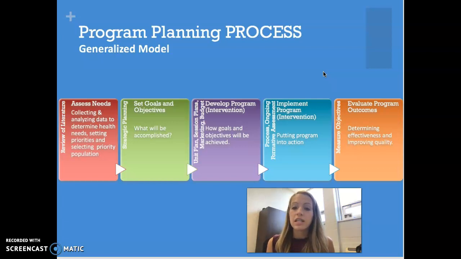You're maybe doing process and ongoing formative assessments. So how well are these interventions working? Are you having attendance? Are people showing up? Are they engaging? How is it working? And then evaluating the program outcomes. So measurable objectives, we're determining the effectiveness and improving the quality of our programming.